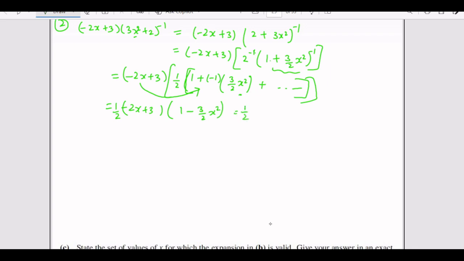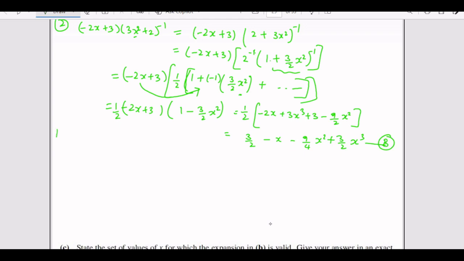This is going to be 1 over 2. When I expand this, I get here negative 2x plus 3x cubed plus 3 minus 9 over 2 x squared, right? So this is going to be 3 over 2 minus x minus 9 over 4 x squared plus 3 over 2 x cubed, right? So this is our equation B.